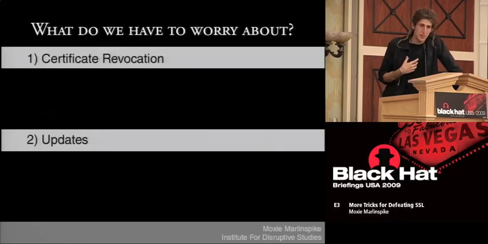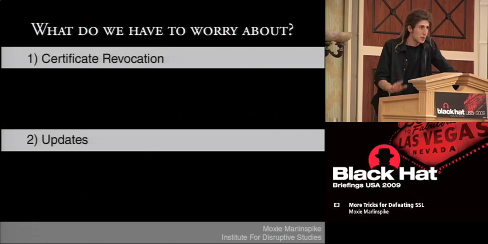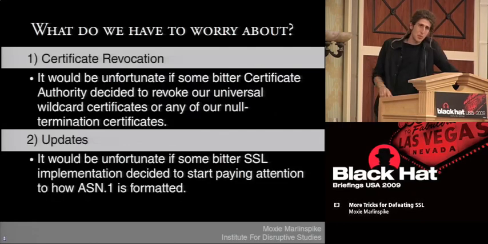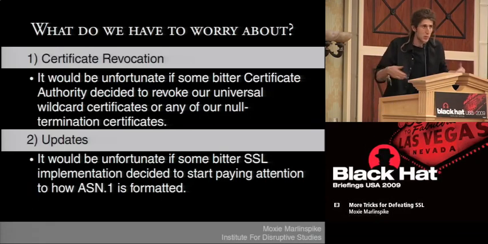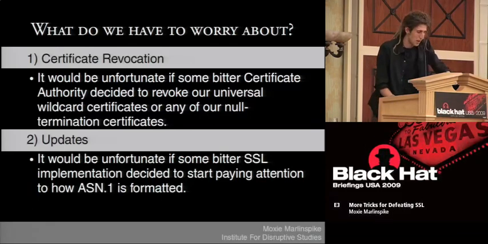What do we have to worry about? The two things that I think we have to worry about as attackers here are certificate revocation and updates, right? So first, it would be unfortunate if some bitter certificate authority audited their stuff and figured out that they wanted to revoke some of these wildcard certificates. And also, it would be unfortunate if SSL implementations fixed their stuff and updated their software. We wouldn't be able to exploit them anymore, right?